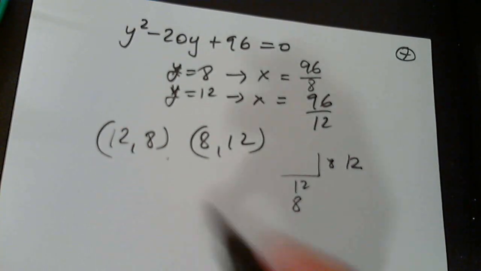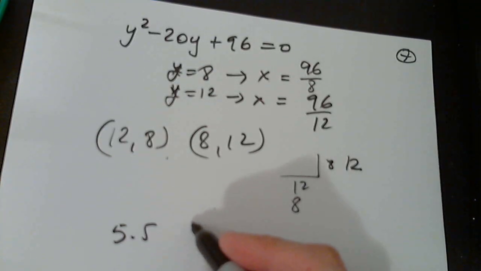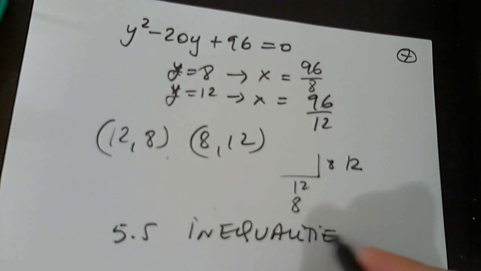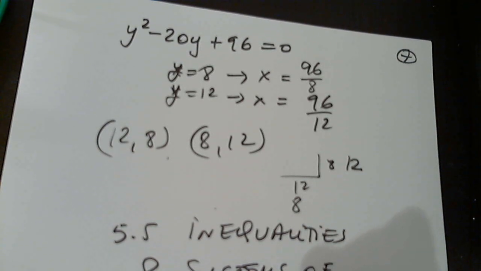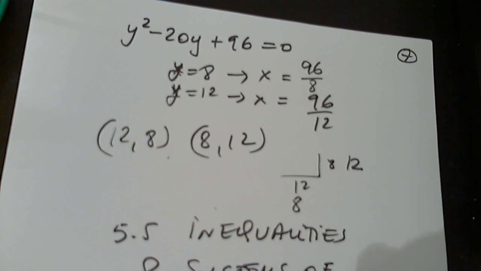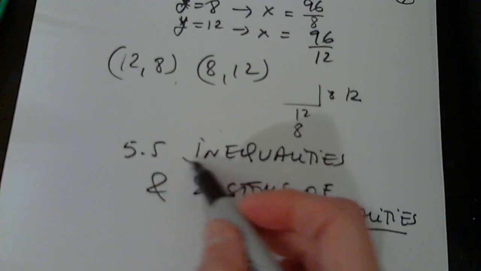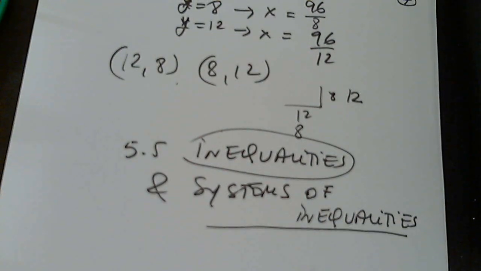The last section of chapter 5 is section 5.5, which deals with inequalities and systems of inequalities. So this is totally different. I'm going to start with inequalities first. We're not going to look at systems just this moment, just an inequality.